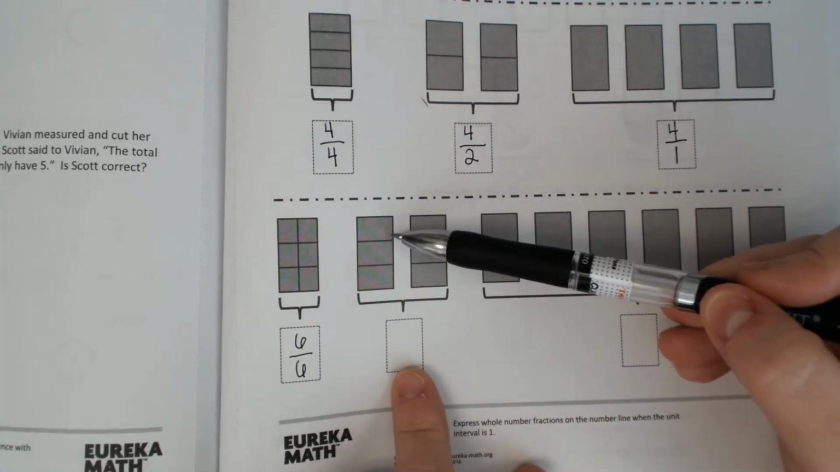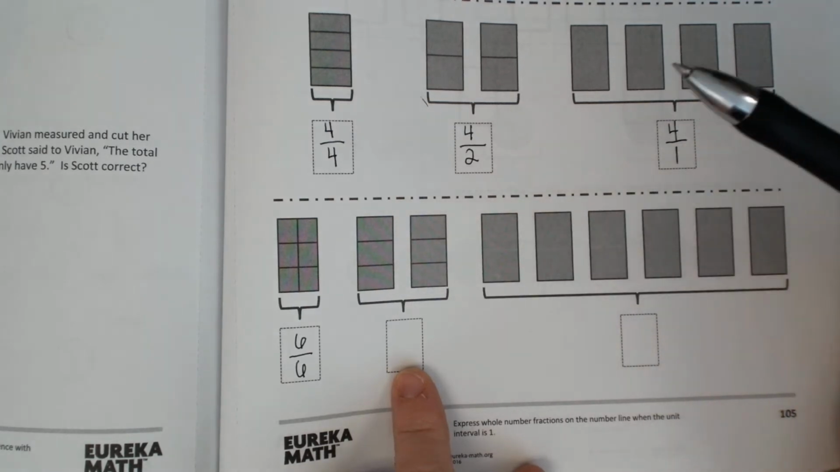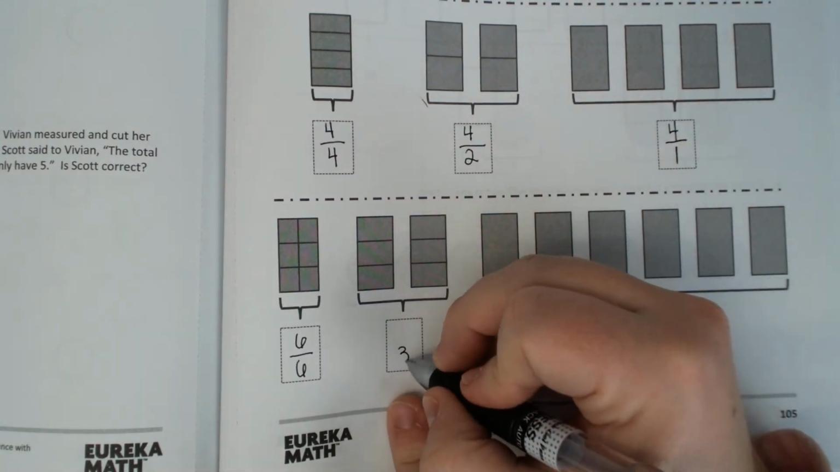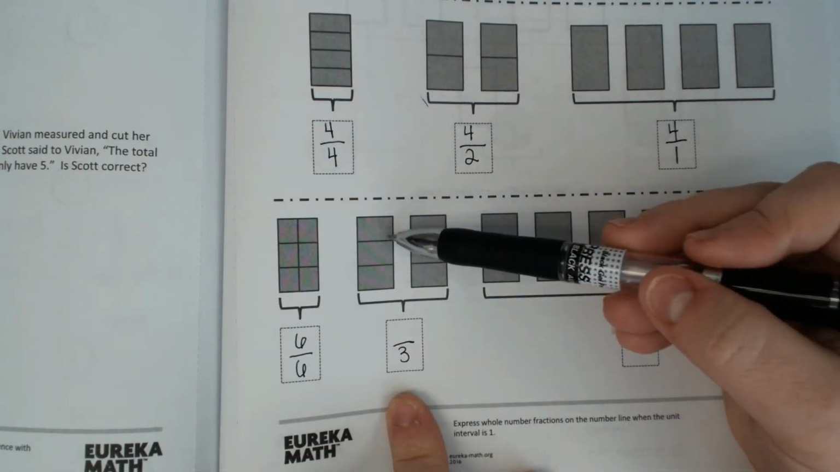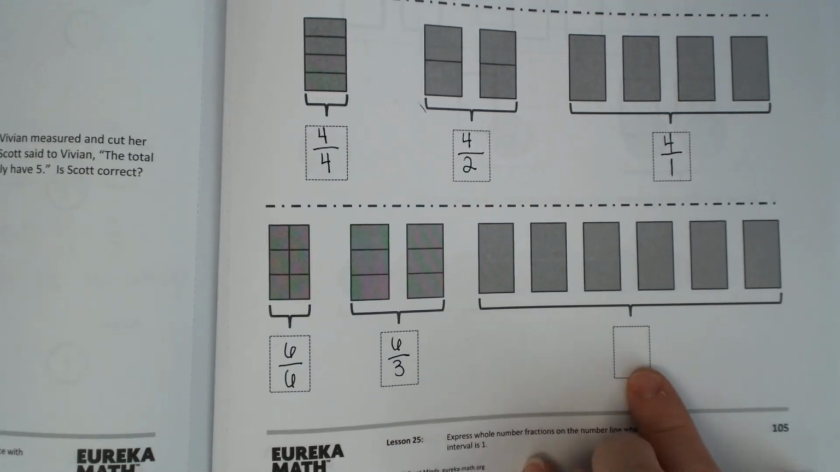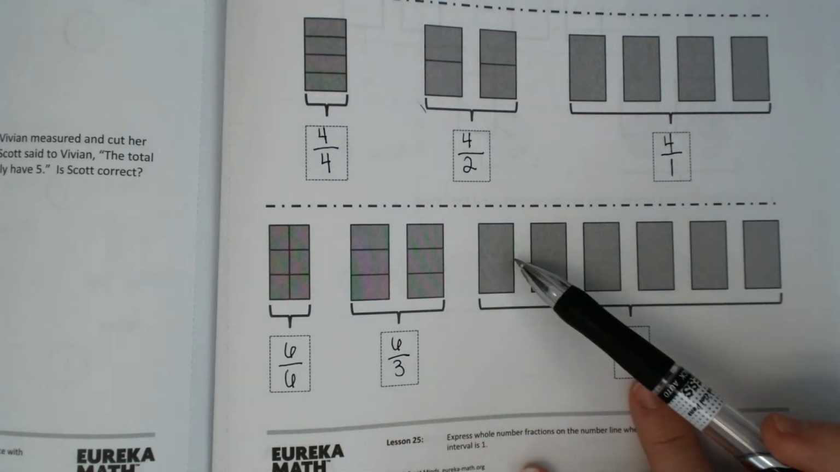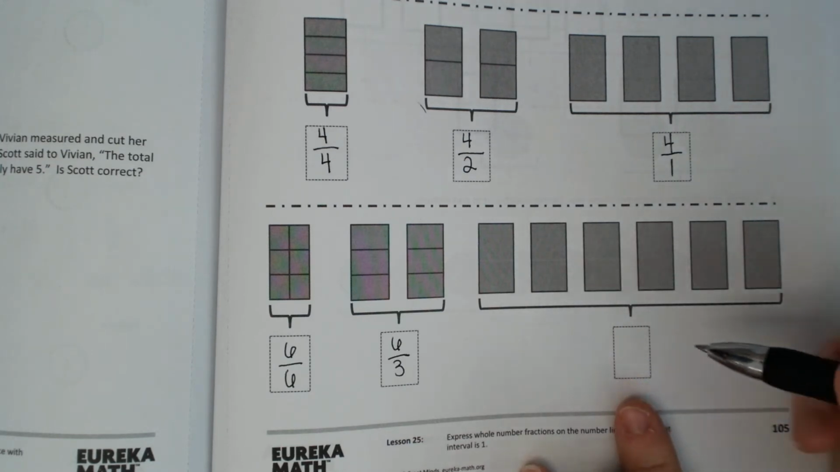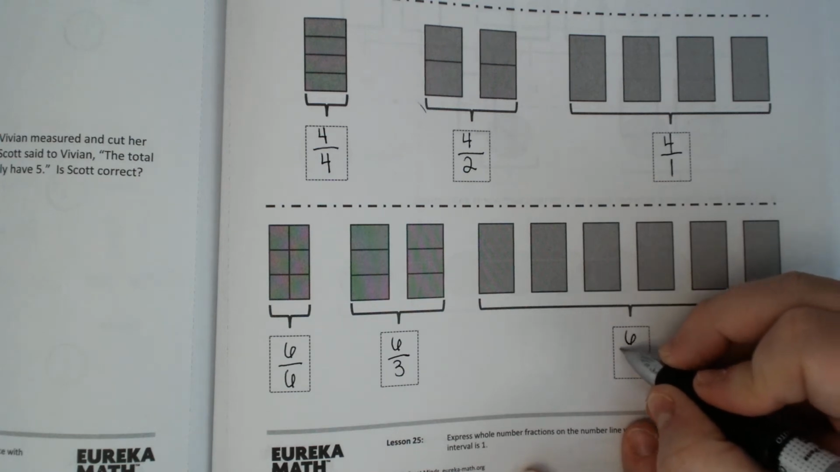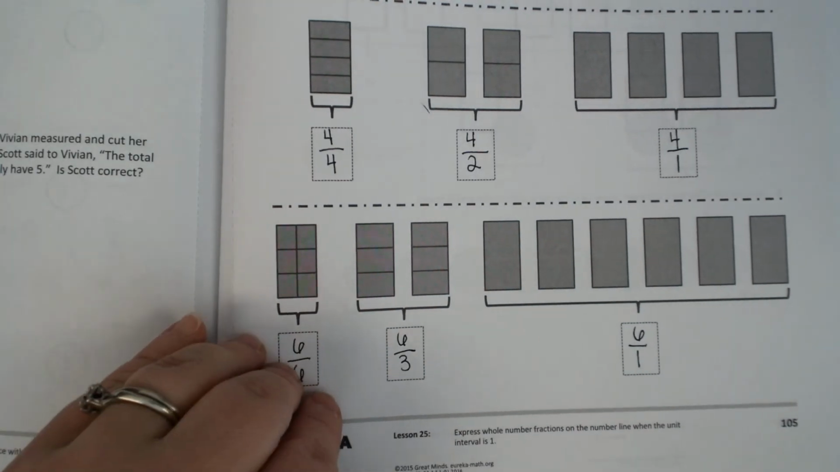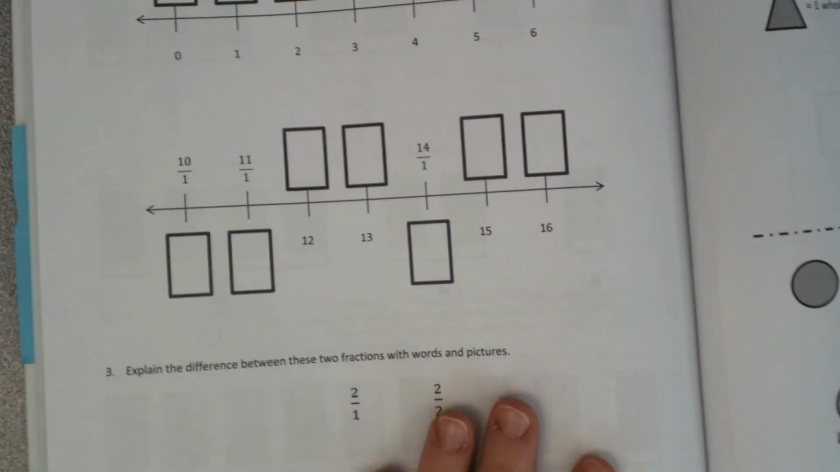Here I have 1, 2, 3, 1, 2, 3. So they're divided into thirds, but I have 1, 2, 3, 4, 5, 6 of them that are shaded, so 6/3 are shaded. And another whole number here, and so I've got 1, 2, 3, 4, 5, 6. So I can represent that by saying 6 over 1. 6 over 1. Awesome. Turn over to the next page, page 106.